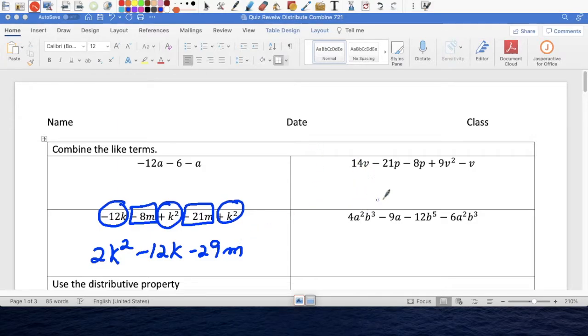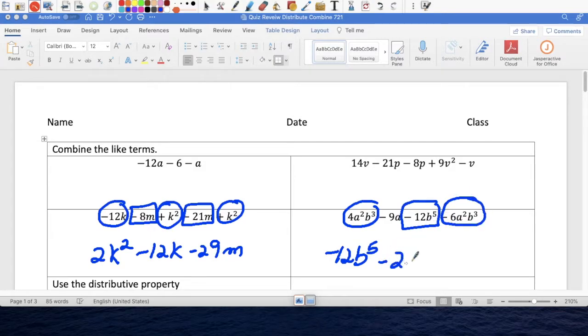Are there like terms here? Well, I'm wondering what the order is. Let's stick this guy in the front: negative 12b to the 5th, because that's the highest exponent. And then we're going to do 4a squared b cubed minus 6a squared b cubed. So that's going to give me negative 2a squared b cubed. And last but not least, negative 9a goes all the way to the back.